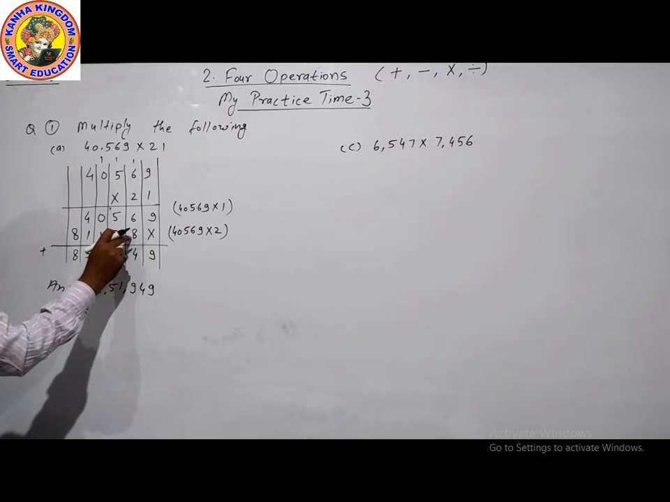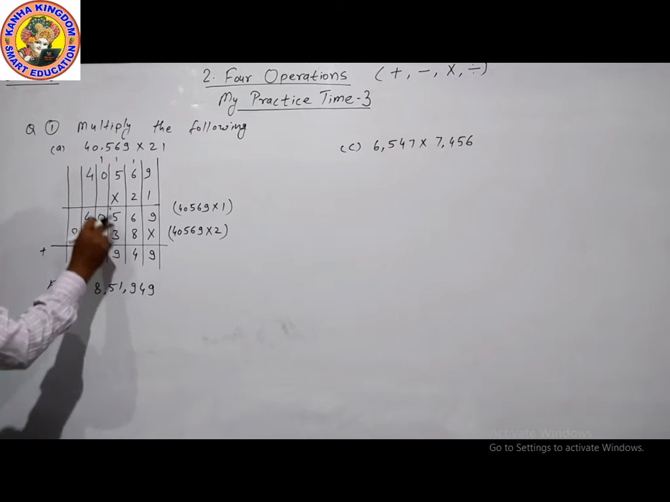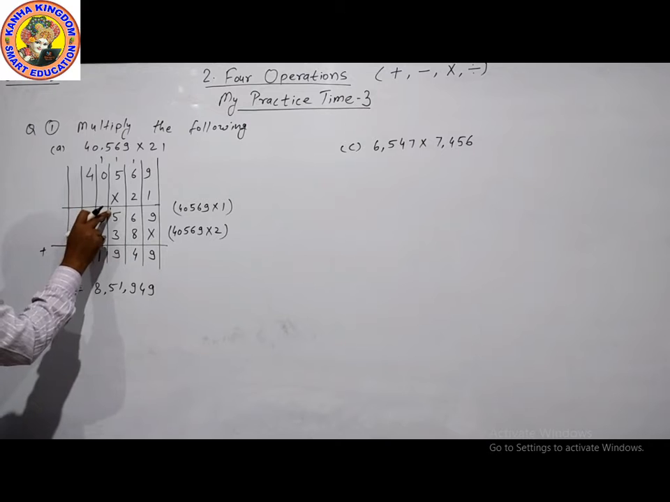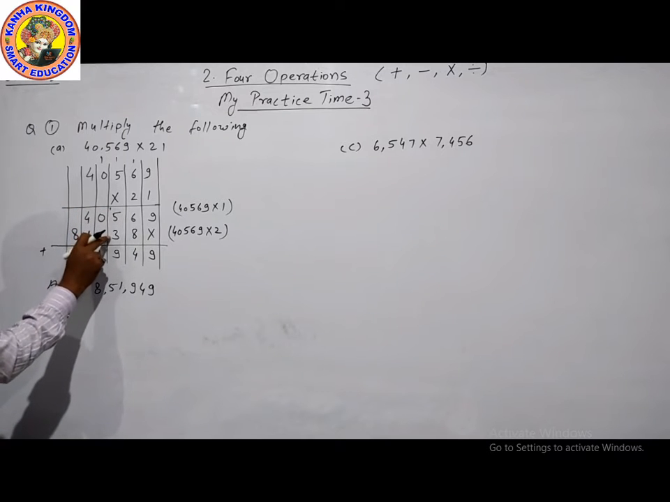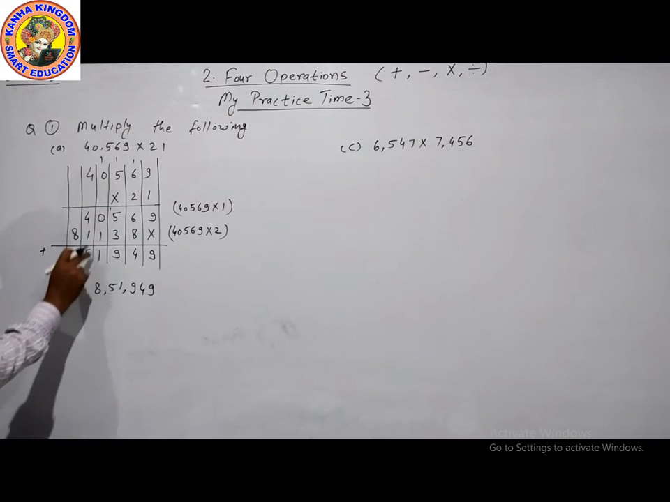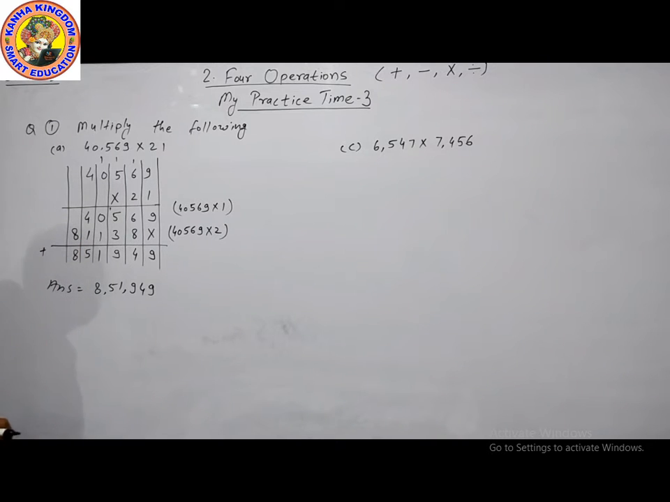9, 6 plus 8, 14. 1 is carry point. 1, 5, 6. 6 plus 3, 9. 0 plus 1, 1. 4 plus 1, 5. Then 8.